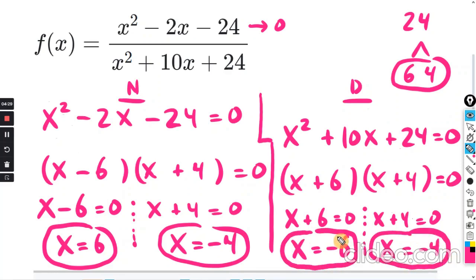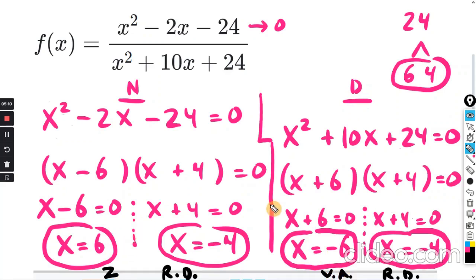Now, we said if the 0 occurs in both the numerator and denominator, then it is a removable discontinuity. So that is the negative 4. Since it occurred twice, that is an RD, removable discontinuity. This one here, when the numerator is 0, that's just a regular 0. So I'll just put a Z there. And the negative 6 is when the denominator was 0. That's a vertical asymptote.